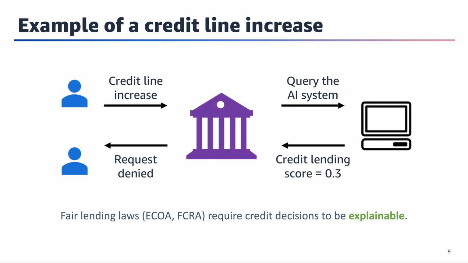Let's look at a hypothetical credit lending scenario. A user requests a credit line increase. Because of a large request volume, the bank uses an AI system to initiate a credit lending model. The system indicates a low credit score as output for the requester. A score of 0.3 results in a denied outcome. Therefore, the user request is denied.